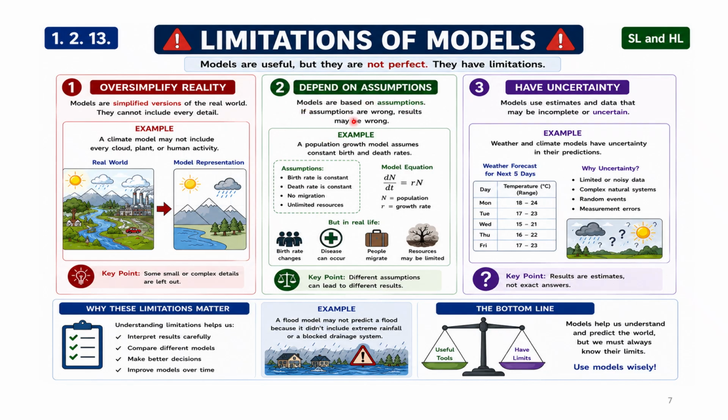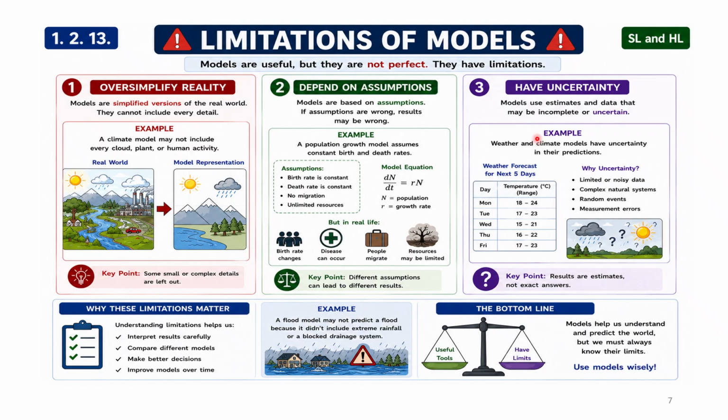Second, models depend on assumptions. A population growth model may assume constant birth and death rates, no migration, and unlimited resources. However, real populations are affected by disease outbreaks, migration, and resource shortages. If assumptions are unrealistic, predictions may be inaccurate.